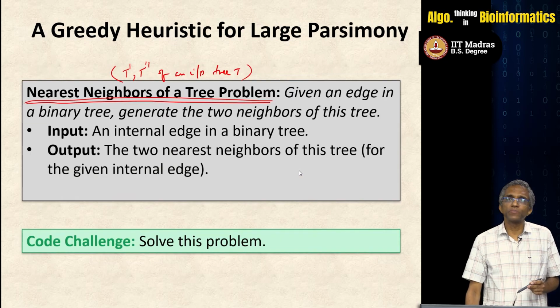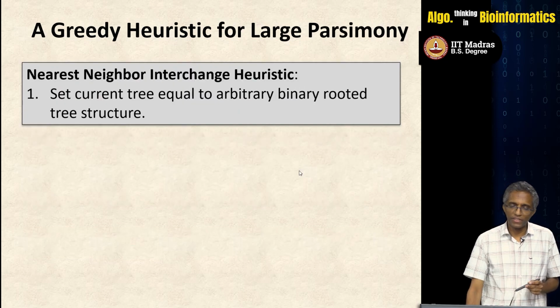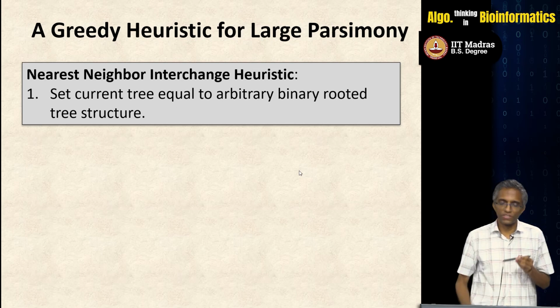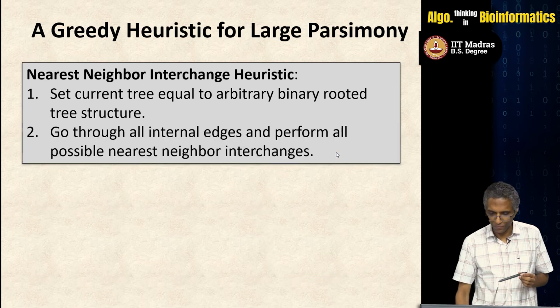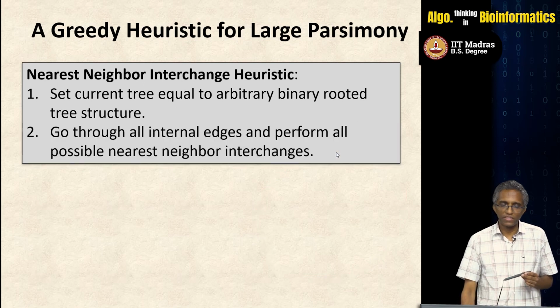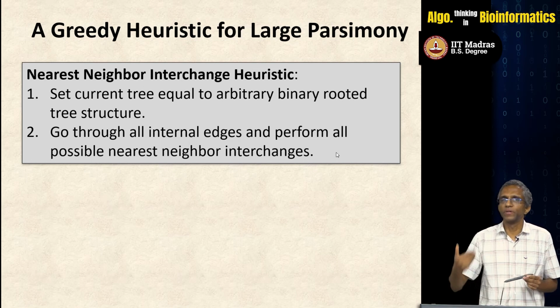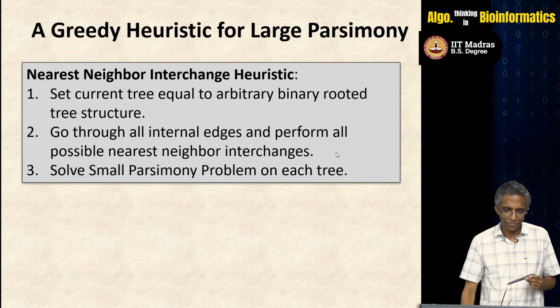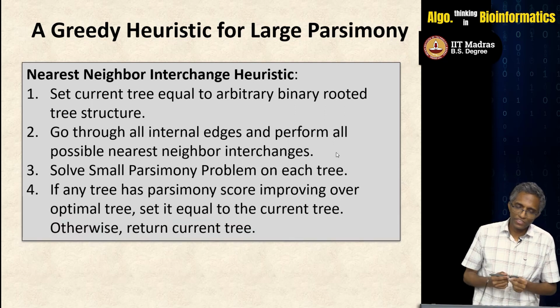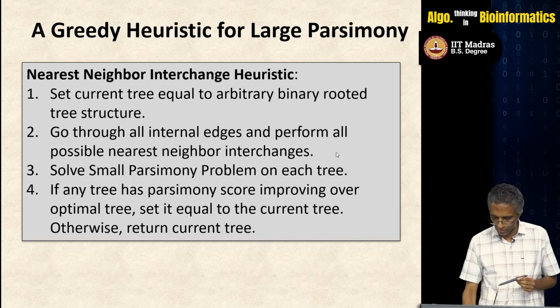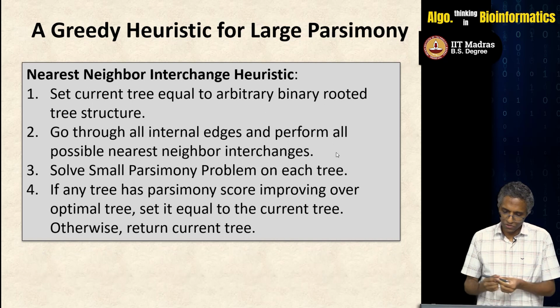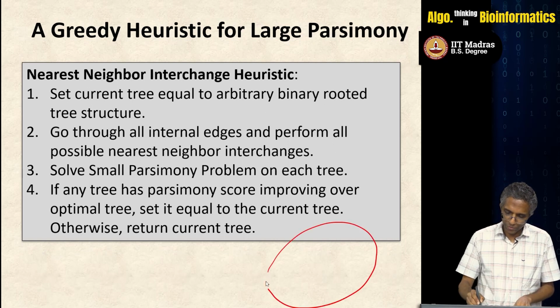So, the overall algorithm goes as follows. You set the current tree equal to some arbitrary binary rooted tree structure, that is your whole space of trees, you just start with T, right. Then you go through all the internal edges and perform all the possible nearest neighbor interchanges, right. So, from T you get T prime, T double prime and so on. You solve the small parsimony problem on each of those. If any tree has parsimony score improving over the optimal tree, set it equal to the current tree, otherwise return the current tree. Okay.